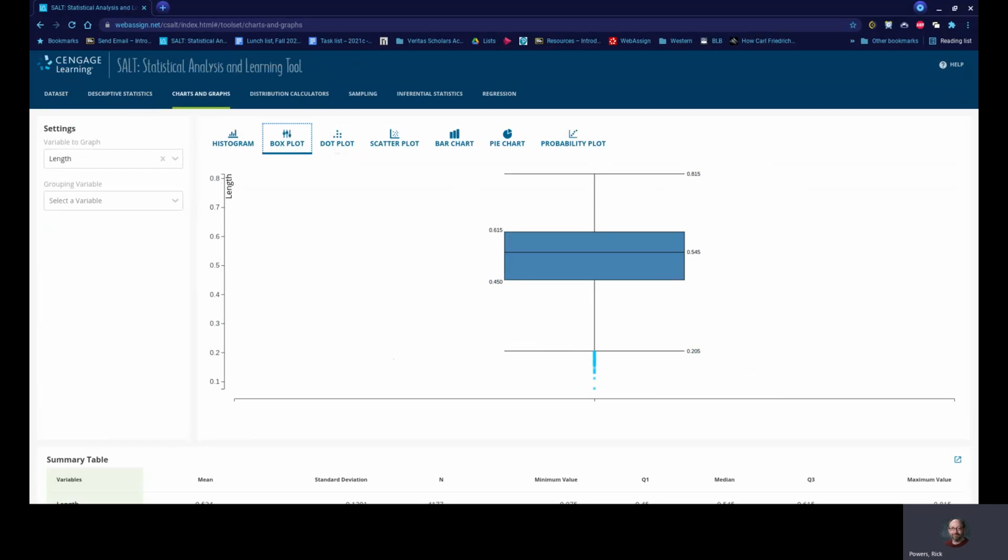So we are able to use SALT to make a box plot, but in order to interpret it correctly, we have to take these dots out of our consideration, and we need to make this lower part of the graph actually extend down to that minimum value. Then we can compare the two whiskers in order to see where the data is spread out.